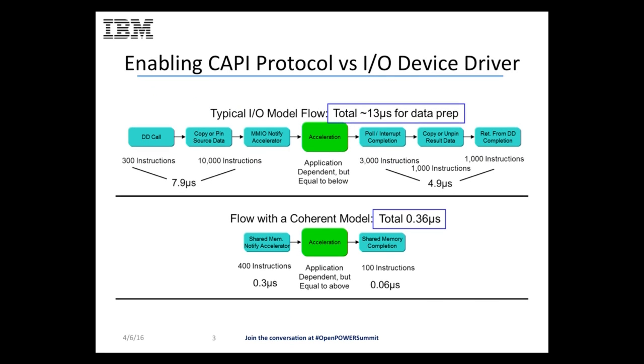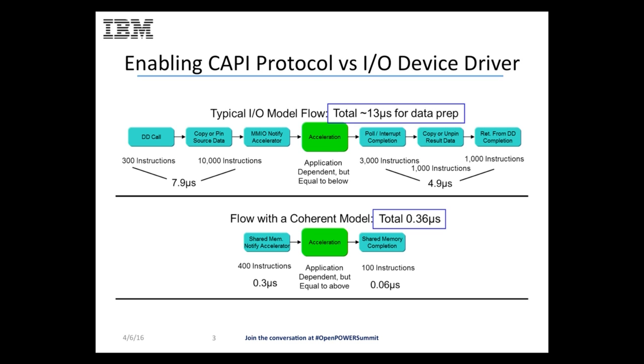So why do you care? And why does CAPI go faster? This is the 30-second overview of why it works and why it goes faster. On a typical I/O model, you end up having to pin the memory, run the accelerator, do the calculation, tell that it's complete, put the data somewhere again, and you're done. But the whole thing takes 13 microseconds to run through that whole thing and thousands of instructions.